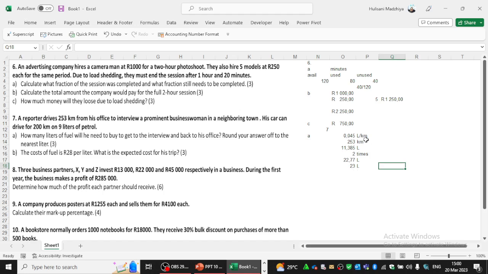To say that for each and every kilometer that he is going to travel, his car will consume 0,045, which is the liters divided by the kilometers his car can travel. So the other method is to actually calculate how many kilometers it takes for his car to consume 1 liter. We know that his car can travel 200 kilometers, but for each liter, how many kilometers is it traveling? So that will be 200 divided by 9.